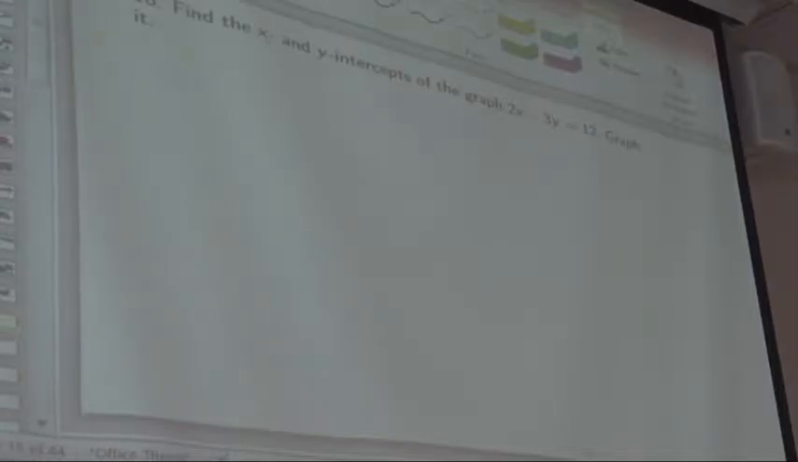Now we're going to find the x-intercept and y-intercept. So the x-intercept is, let y equal 0. So 2x minus 0 is 12. So I get x equals 6. That means (6, 0) is the x-intercept.